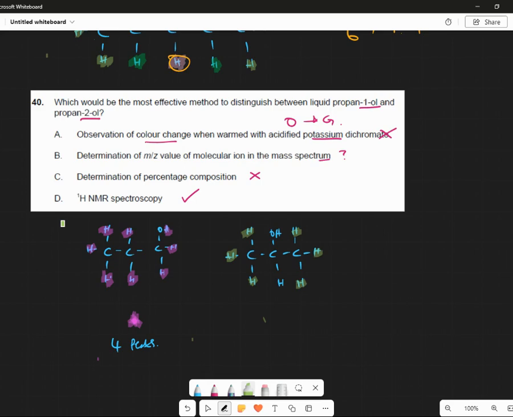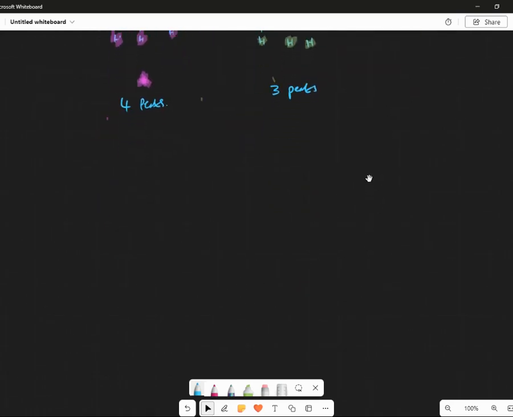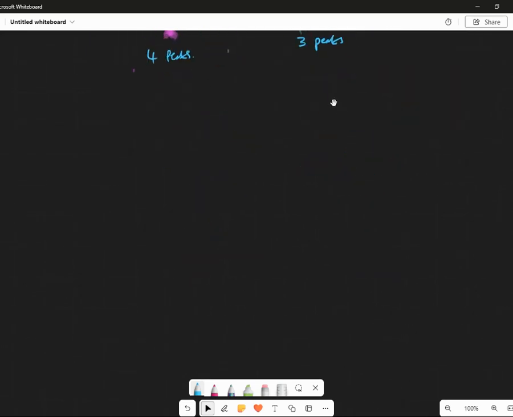All right. So anyway, we've got 1 peak there, 2 peaks there, 3 peaks there. So using NMR, you'll get 4 peaks for propan-1-ol, but you'll get 3 peaks for propan-2-ol. Okay. All right. There you go. Is it getting better or is it still bad? All right. Well done. Do you follow the answer? Are we good? Excellent. All right. Well done. Let's have a look at the next one now.